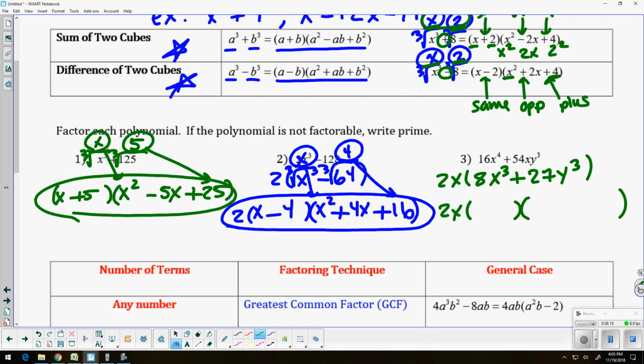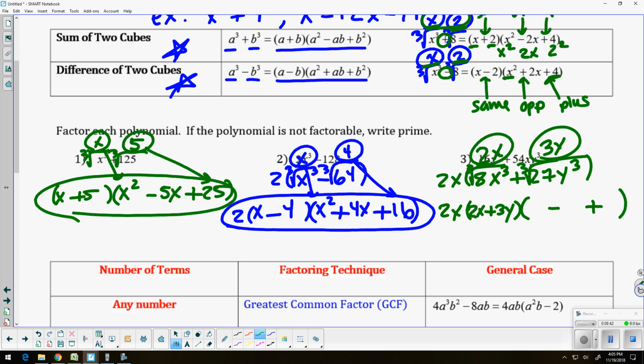Again, the signs, same, opposite, plus, and now take the cubic root of each term. If you take the cubic root of 8x cubed, that would just be a 2x. Take the cubic root of 27y cubed, that's going to be 3y. Okay, so the binomial is going to simply be 2x plus 3y.